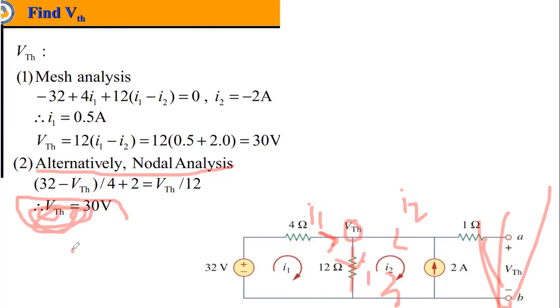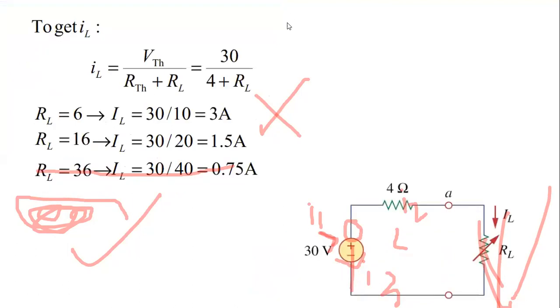So sometimes nodal analysis is far better than mesh. In mesh you have to write several equations, but here it is just one equation. You just solve it. So it's up to you. Most of you find it easy to apply mesh analysis, I know this. So whatever you do, no problem at all. But the thing is, you should be able to get VTH. That's it. Once we have VTH, it's very, very easy now.